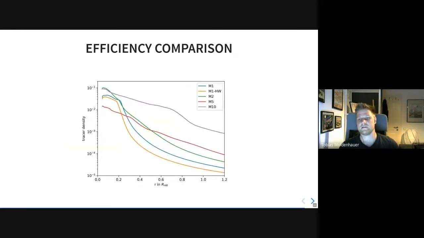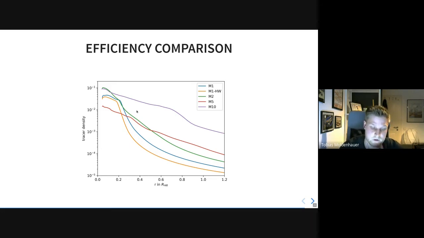Okay, now let's look at what this means for the efficiency. So we have here the one Earth mass case, the blue line. The 2 Earth mass case, which we didn't look at in a tracer fluid diagram, and also the 5 Earth mass case in red, which we didn't look at that closely, and the 10 Earth mass case, which we looked at closely, and the orange line is the case with headwind.